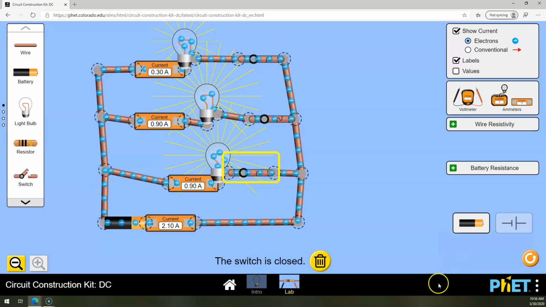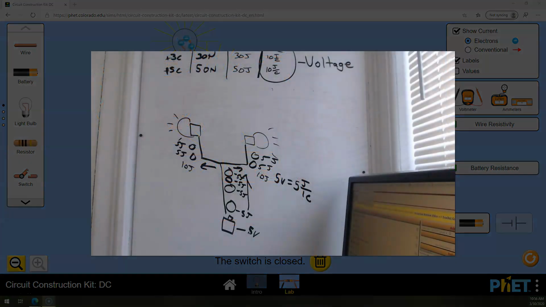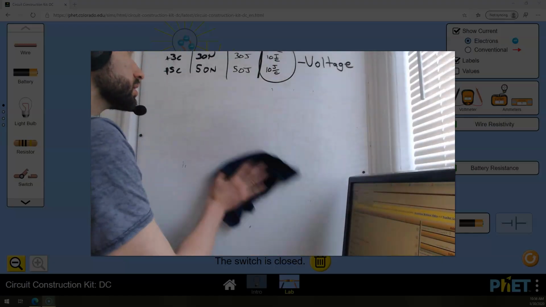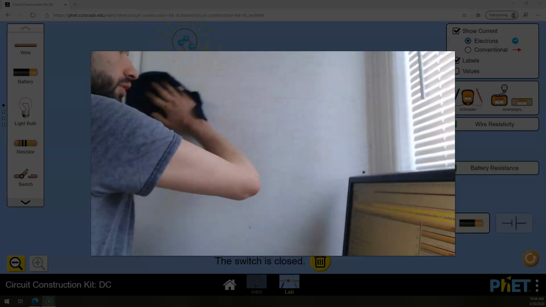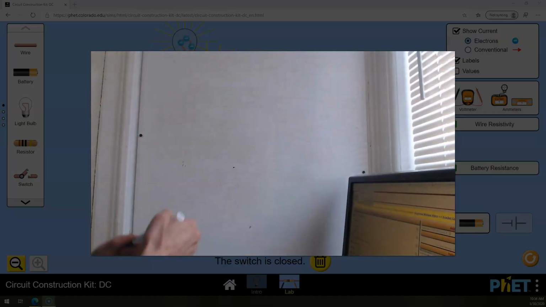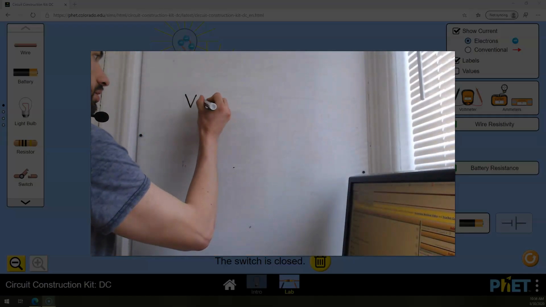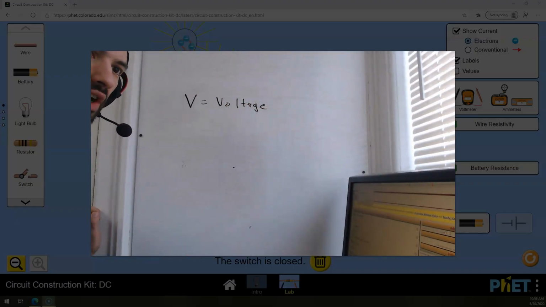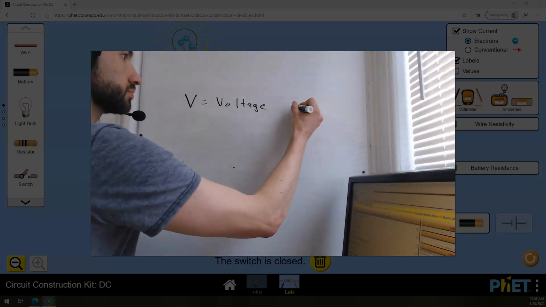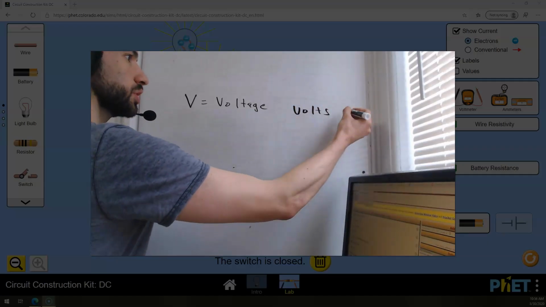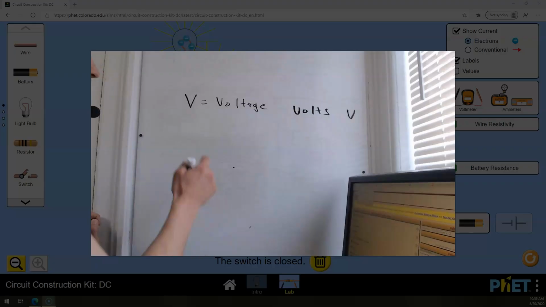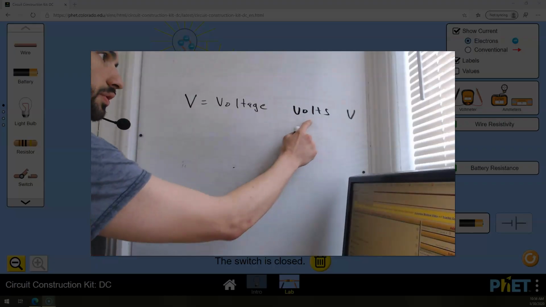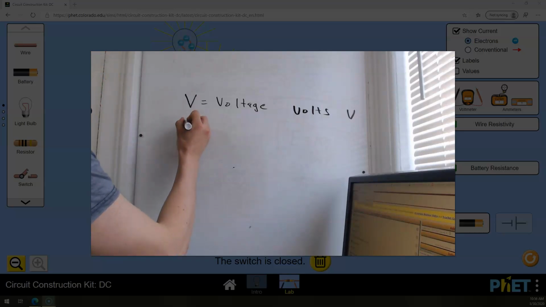So very quickly, I'm going to switch to recording on the board to go over just a couple of what these things are. So voltage, we already talked about. The units for voltage are volts, which we represent with a V. So the symbol for voltage is a V. The units are volts, we represent with a V.